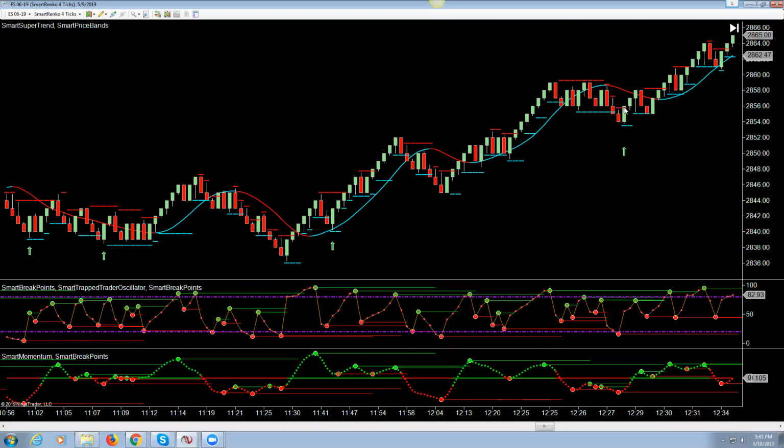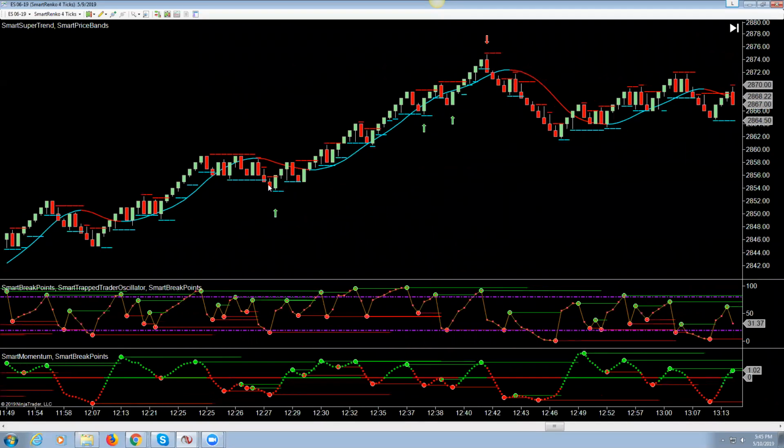Here's a green reversal bar breaking a red SST. These are very easy to spot, very easy to trade. We just enter on the reversal bar when it's complete, and away it goes. Here's a green bar below a blue smart price band. Very strong pattern. Trap Trader Oscillator is undervalued.